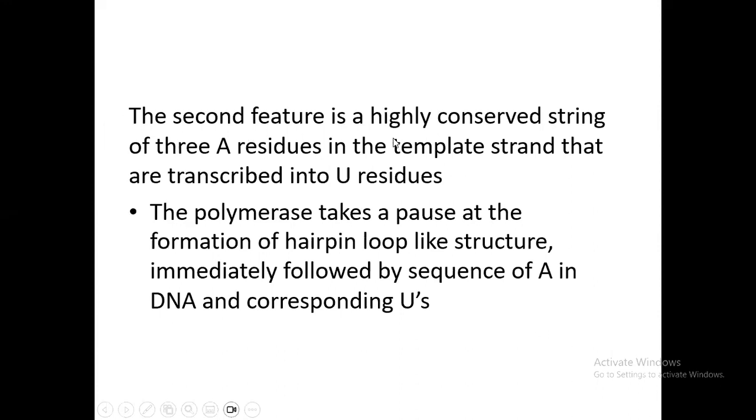The second feature is also presence of a highly conserved string of adenine residues in the template DNA that is transcribed into uracil residues in the RNA. So RNA polymerase basically takes a pause or halt when there is formation of the hairpin loop-like structure, when it is immediately followed by a sequence of adenines in the DNA and corresponding uracils in the RNA, that leads to transcription termination.